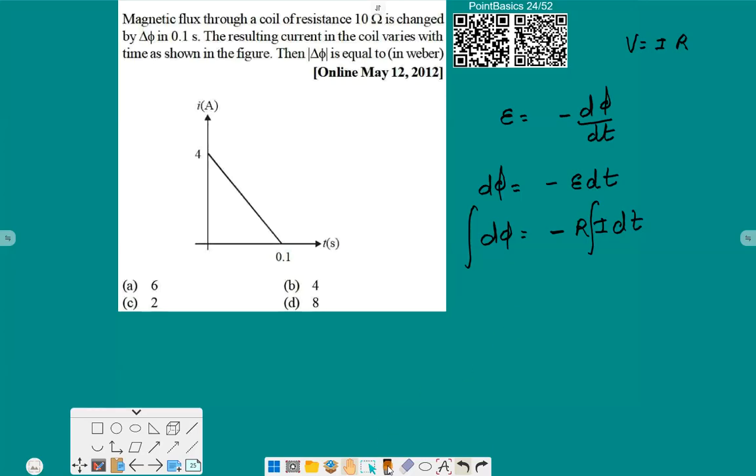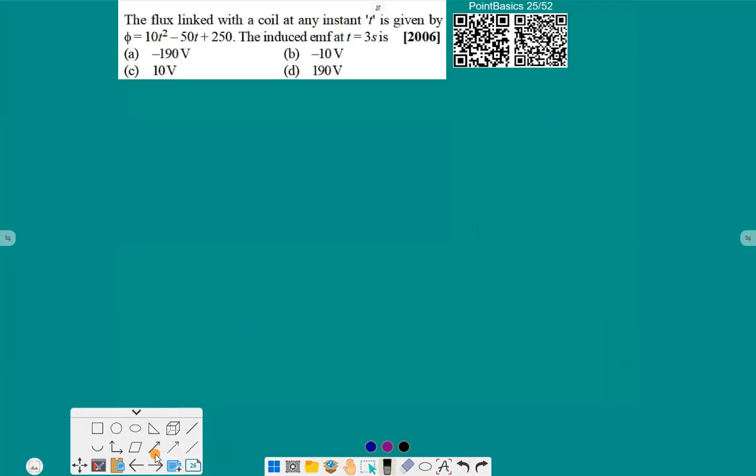So it will be negative into R. R is 10, resistance is 10, and area of this graph is half into base, that is 0.1, into height, that is 4. So 2, 10 get cancelled, and our flux will be 2. Option C will be the right answer here. Let's move to the next question.